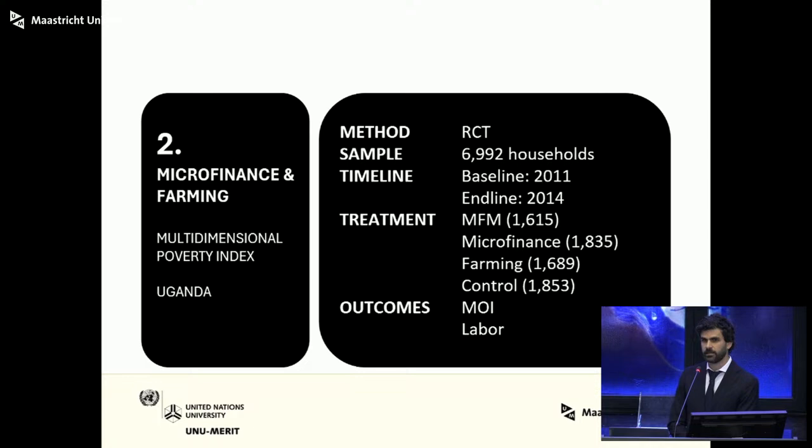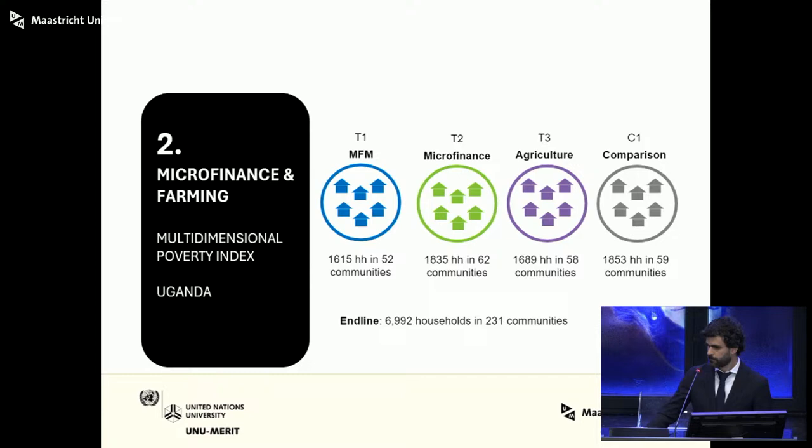The second impact evaluation is a randomized control trial in Uganda that evaluated the impact of the combination of microfinance and farming extension services. Farming indicating a combination of both agriculture and livestock. In this case, we built a multidimensional outcome index that is tailored, again, to the objectives of the program. We also looked at labor outcomes. In this randomized design, households were allocated to four different groups. One received both microfinance and farming extension services, another only microfinance services, a third only farming extension services, that is training and delivery of improved seeds or vaccines for animals, and then a pure comparison group that didn't receive any of the interventions.